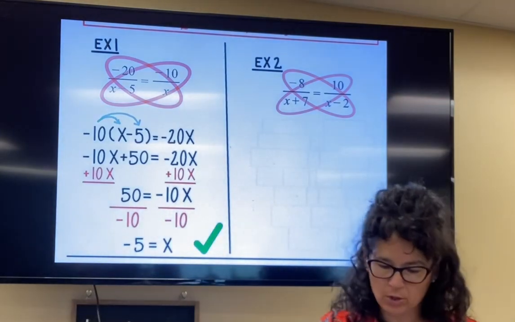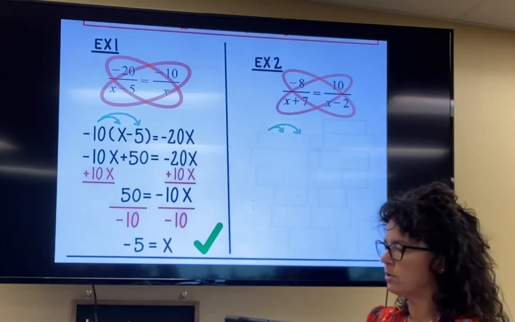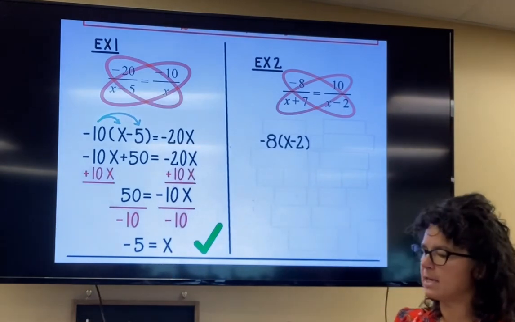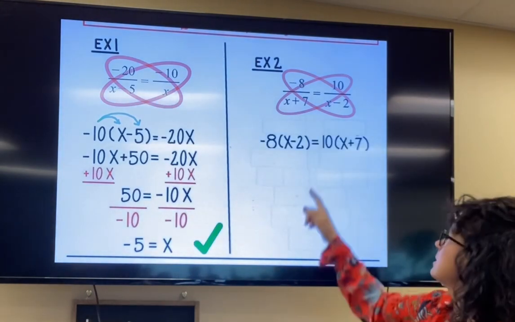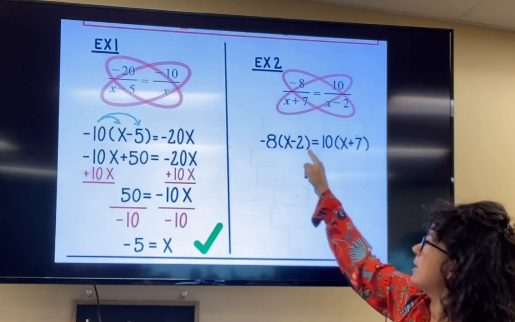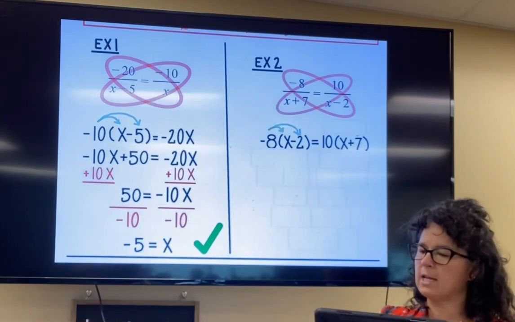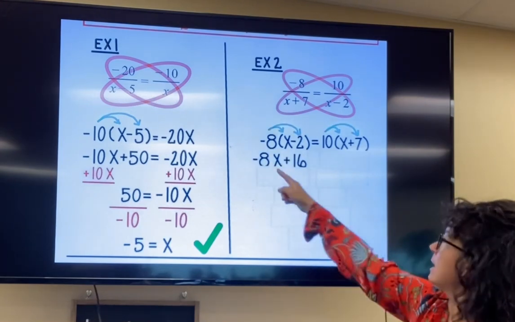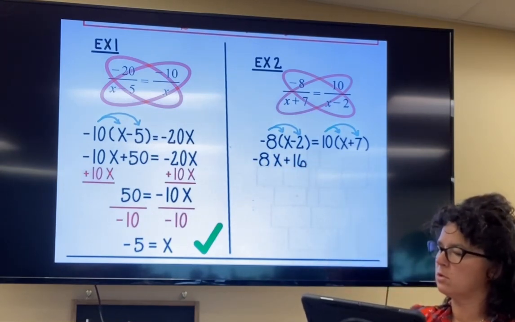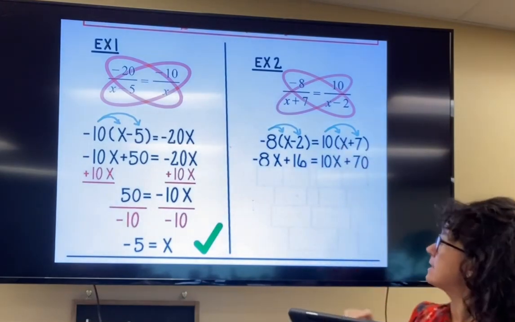Okay, so just one more quick example of the same thing. Negative 8 times negative 2, set equal to 10 times x plus 7. Distribute the negative 8 and the 10 through. I get negative 8x plus 16 equal to, and then 10 times x is 10x, and 10 times 7 is 70.